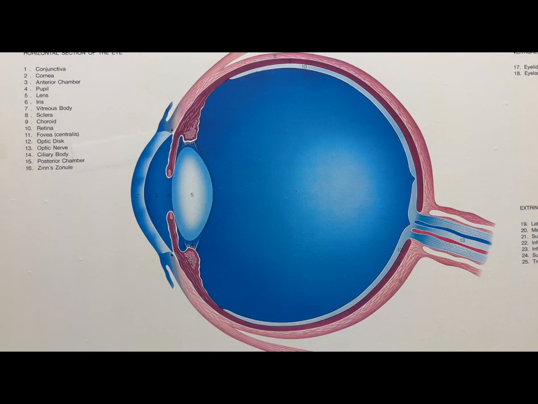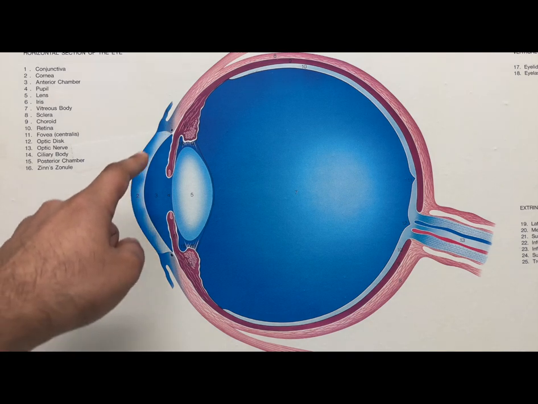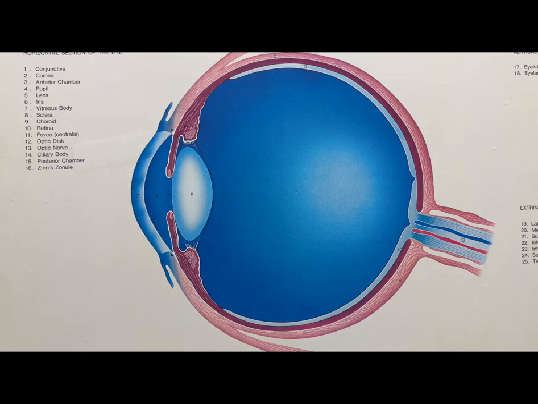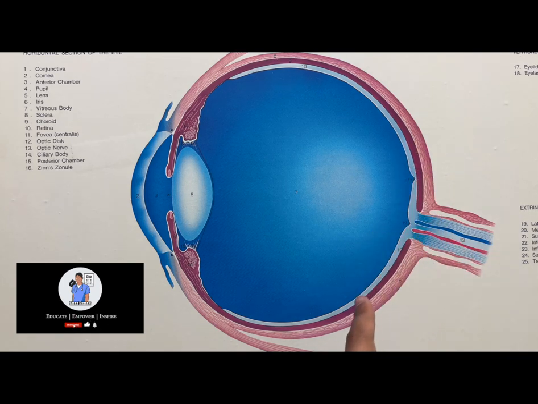So if you look at the picture on screen now, what you will see is the eye in cross section. So essentially the eye has been cut down the middle and you are looking at it from the side. So for orientation purposes, this is the front of the eye, which is the cornea. That's number 2. And then you have the back of the eye here, which is the retina. And then within the retina, you have the optic nerve.